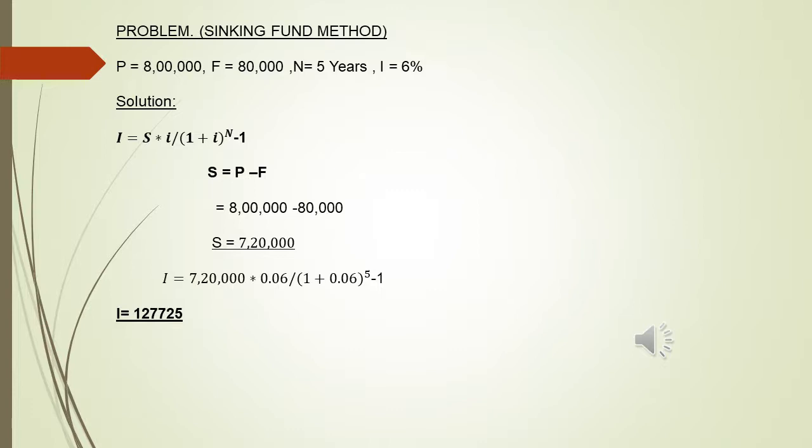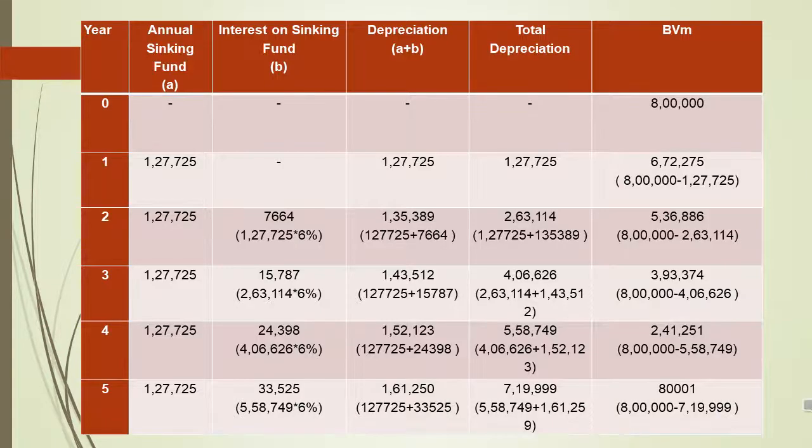Now you have to prepare the tabulation for this method. Let's go through it. So now let us make the tabulation for this method. In the first column I will write the year: 0, 1, 2, 3, 4, 5. The second column is the annual sinking fund, which I will indicate as A. The third column is interest on sinking fund, that will be B.